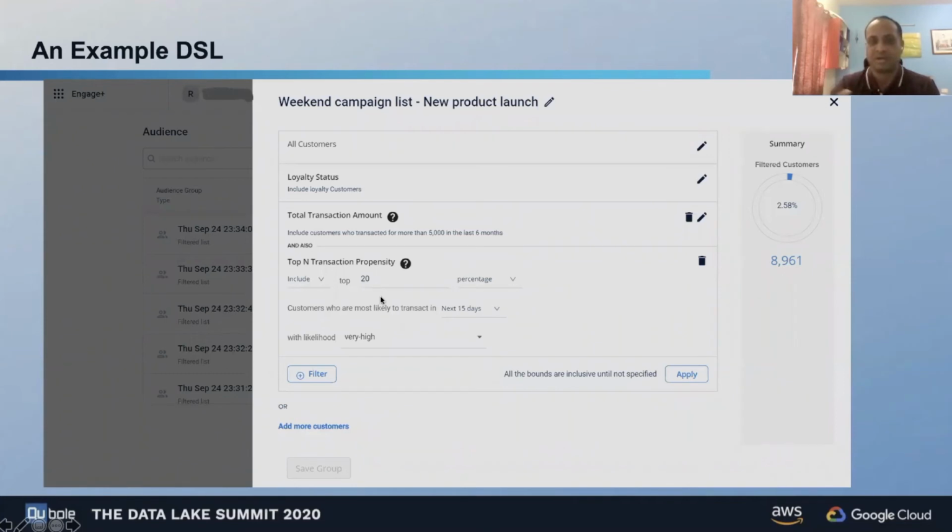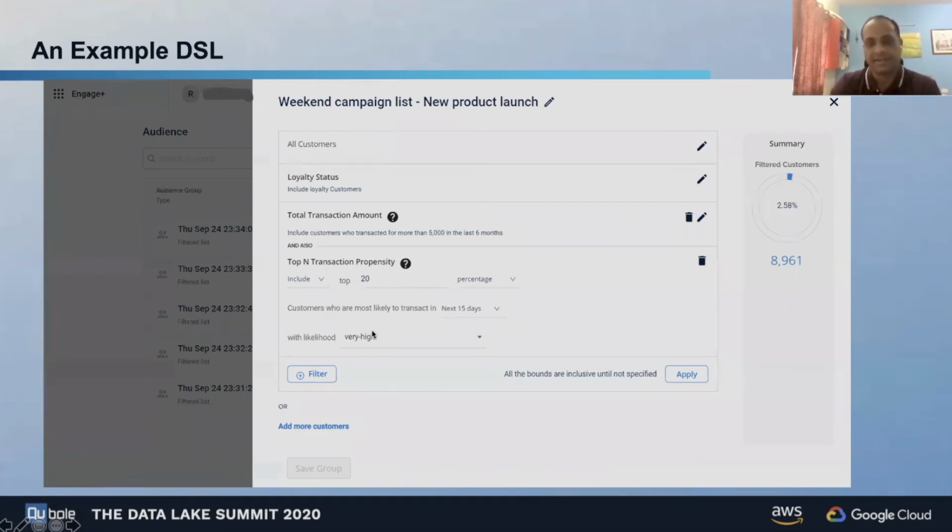So there are people who are among this 20% of users with the highest likelihood to buy in the next 15 days, and the likelihood is very high. The point to note here is that this is what the developers of the platform understand. They just expose or interact with the data lake through a domain specific language.